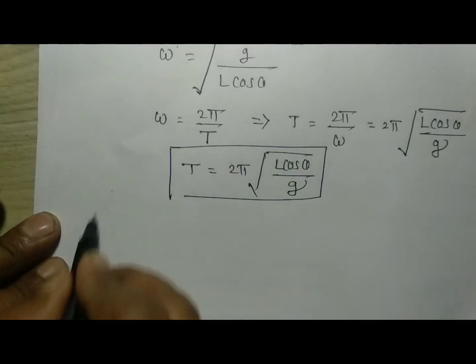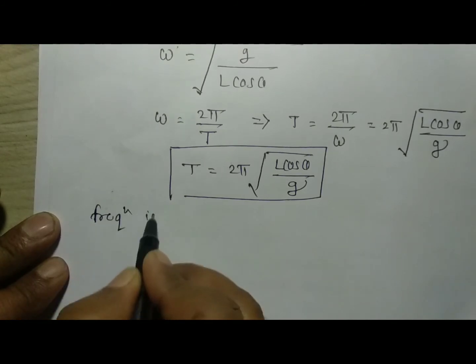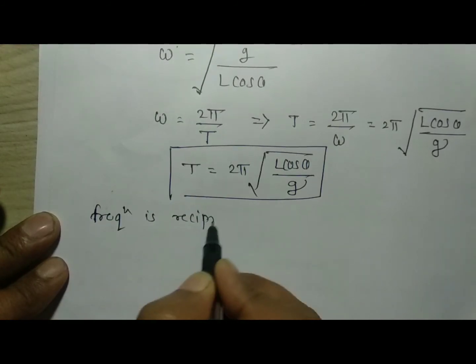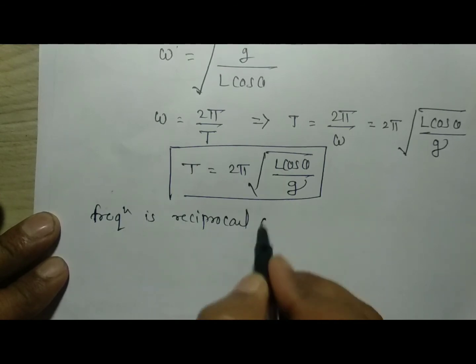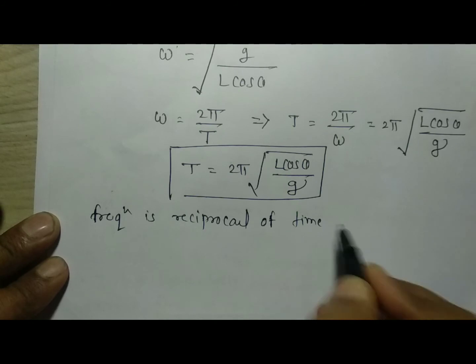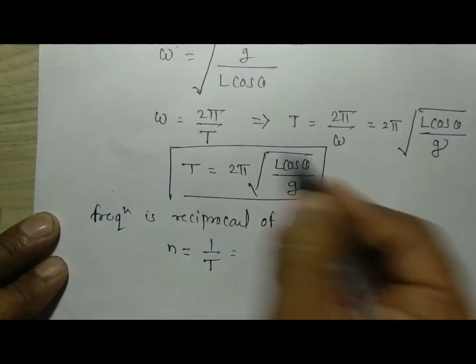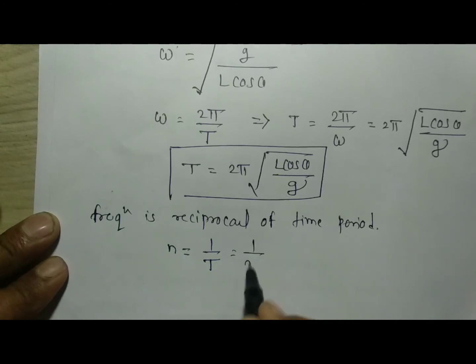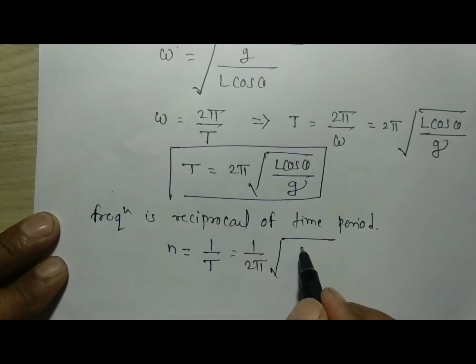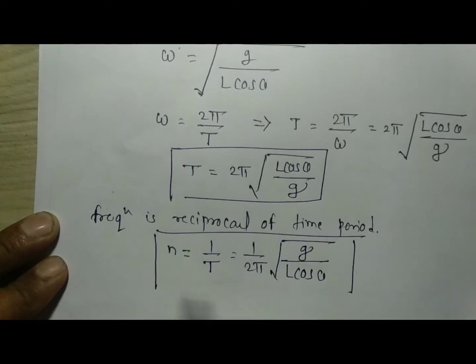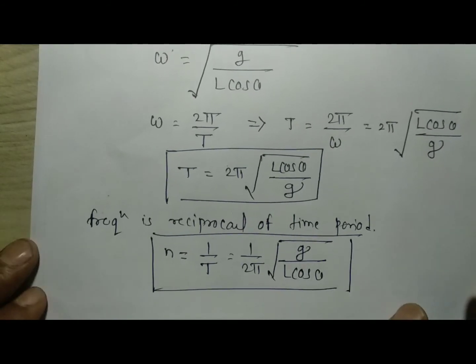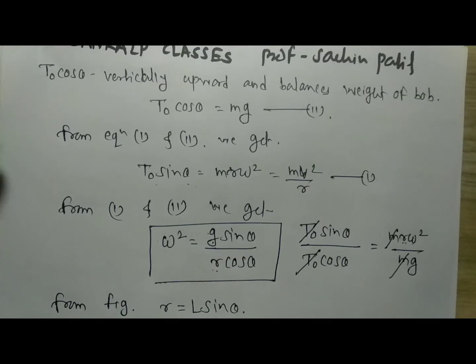Similarly, you will get the frequency. Frequency is nothing but the reciprocal of the time period, and therefore frequency, denoted by n, is equal to 1 divided by T. That means it is the reciprocal of that value, and it is nothing but 1 divided by 2 pi times the square root of g divided by L cos theta. And this is the value of frequency.